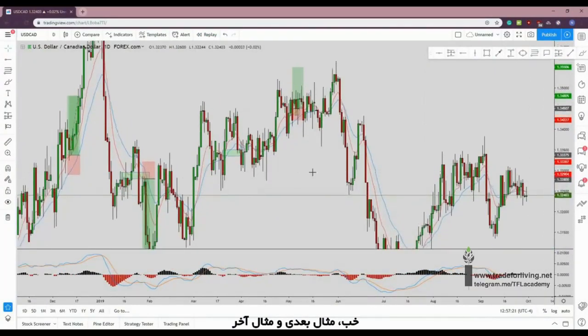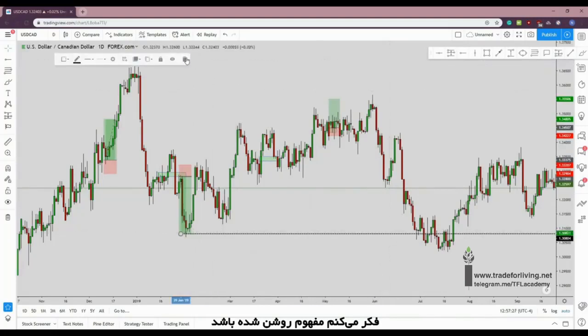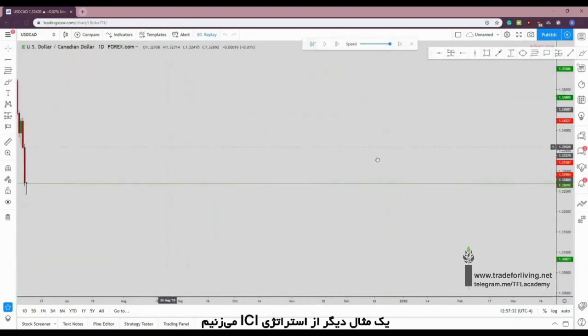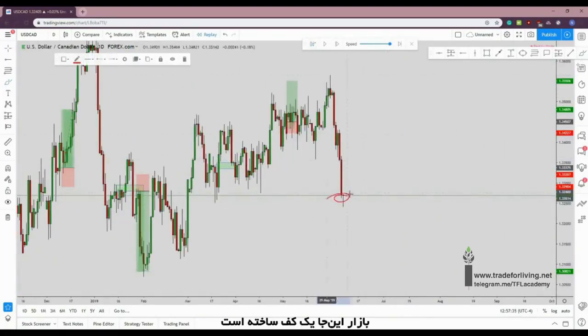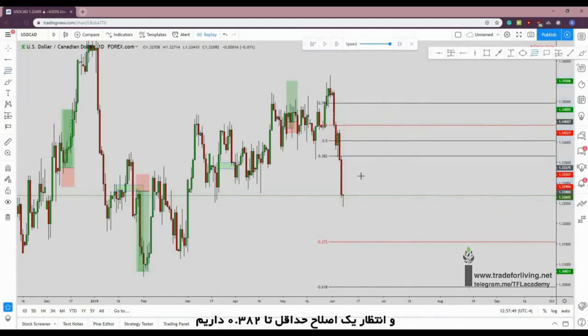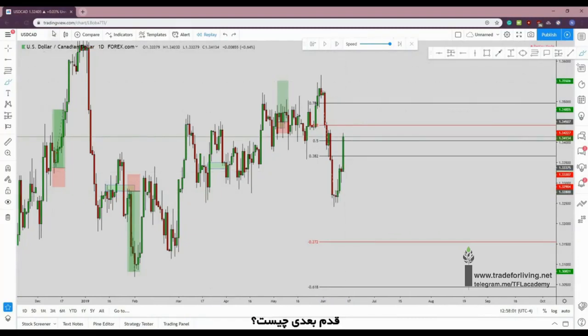Okay, the next example that we will consider, and then I think the concept is pretty clear, is another example of the ICI strategy. Here we go. The market created a nice low here, so basically a low that is lower than this low here. And what we're expecting now and waiting for is a retracement at least to the 382. So let's take our Fibonacci from the high to the low, and we are expecting a retracement at least to the 382. Let's see when we get it. Perfect. Now we got the retracement that leads to the 382.